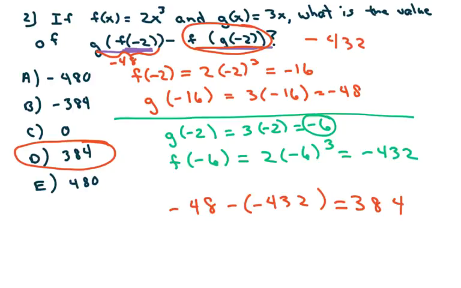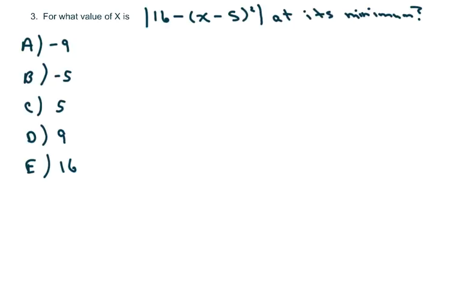Okay. Now the last set is the absolute value. Where is it at its minimum? So basically, the absolute value must at least be 0. So the expression must be at a minimum when it's equal to 0. So let's set this to 0.